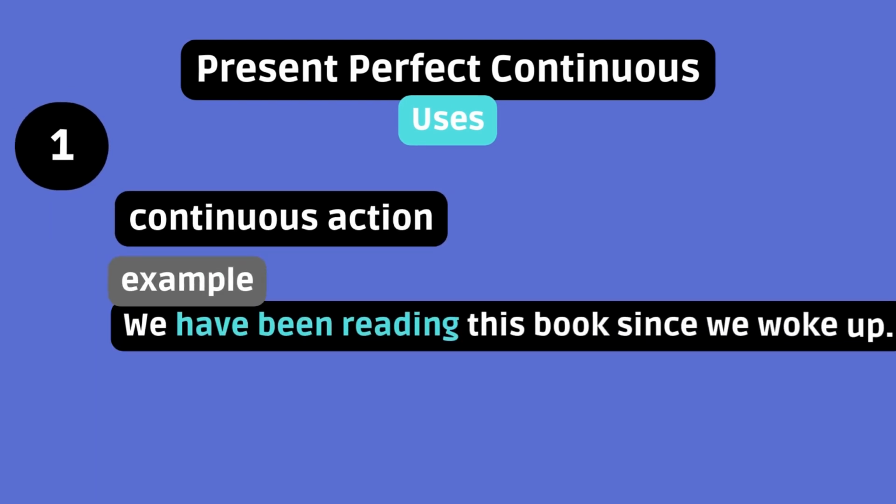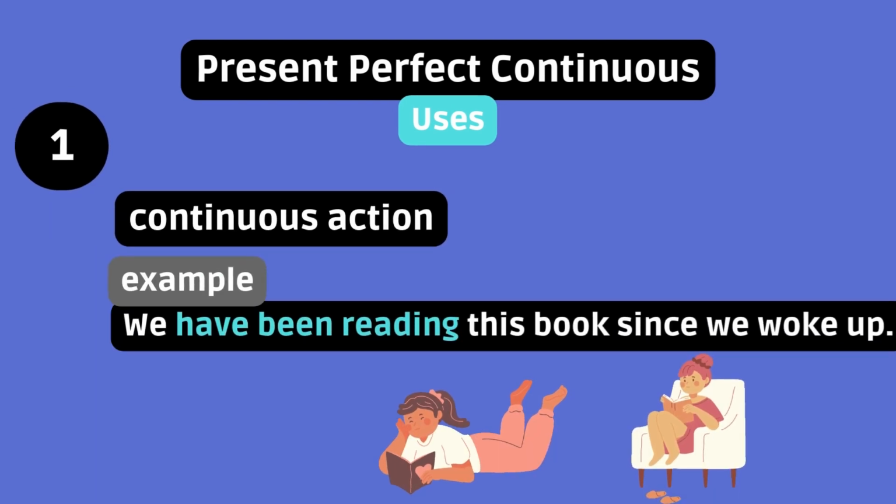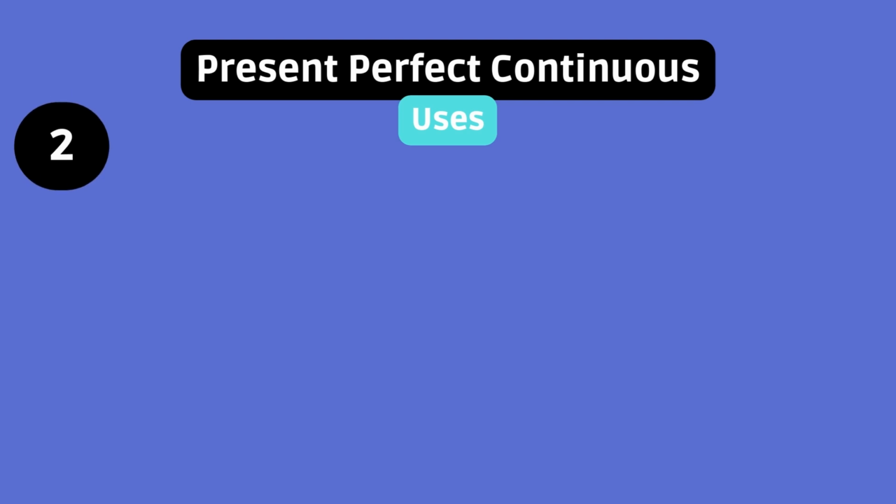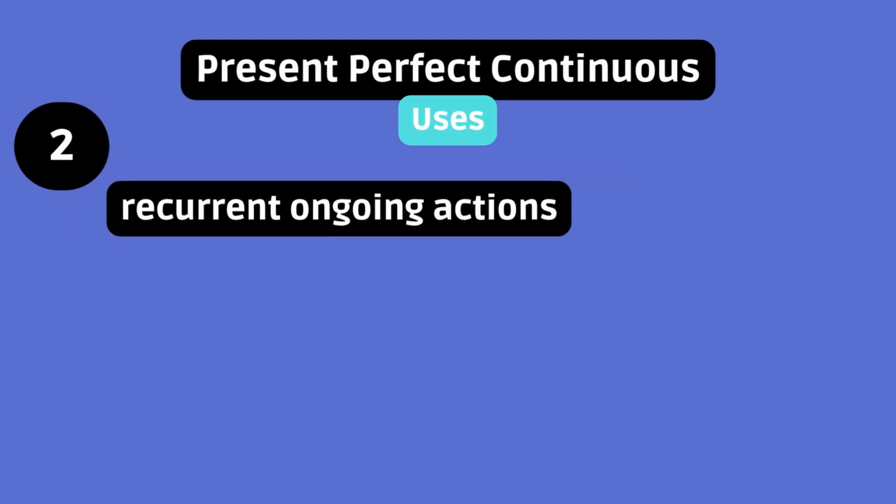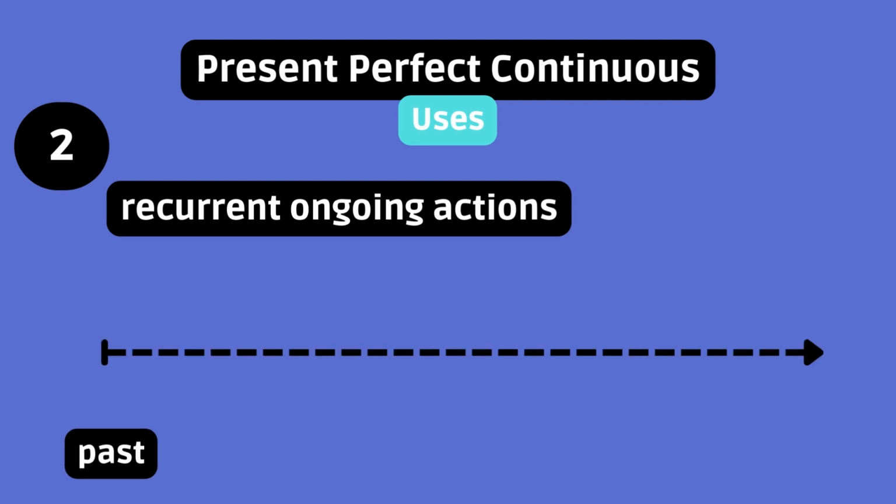We have been reading this book since we woke up. Reading started when people woke up, and it is still happening now. Must be a great read. It can be used to talk about recurrent, ongoing actions. Similarly to the first case, the action began in the past and is still happening in the present. The distinction is that the action is actually a series of the same action happening over a period of time, and it is still expected to happen.